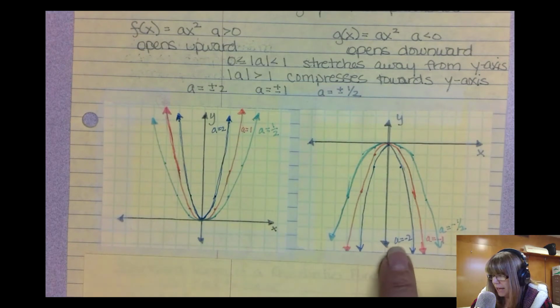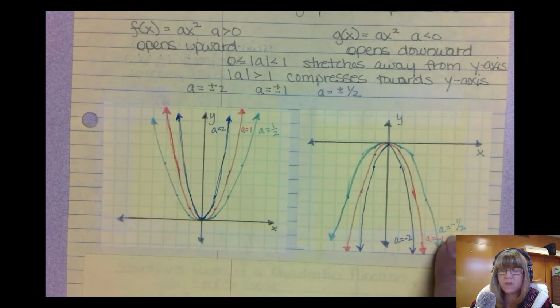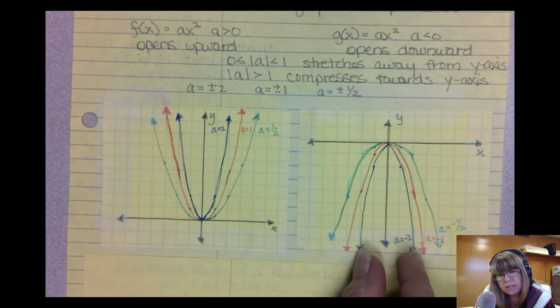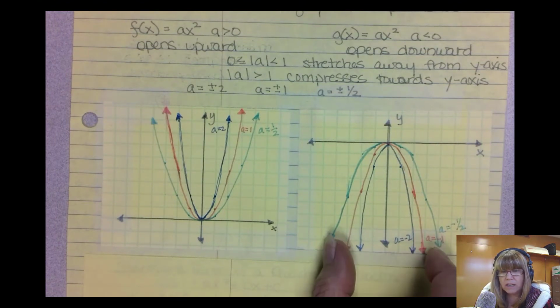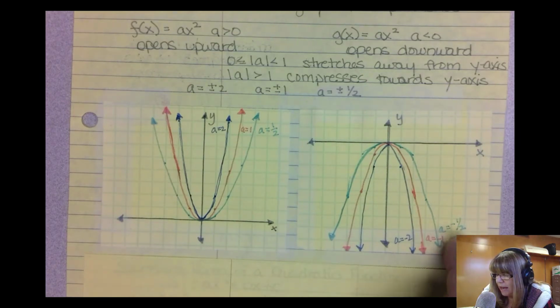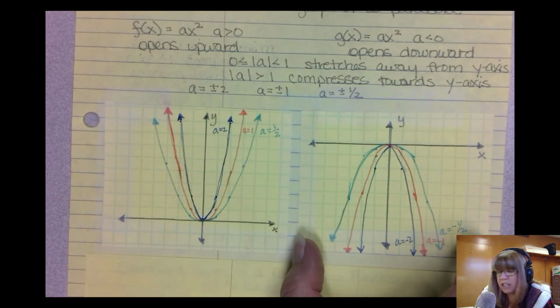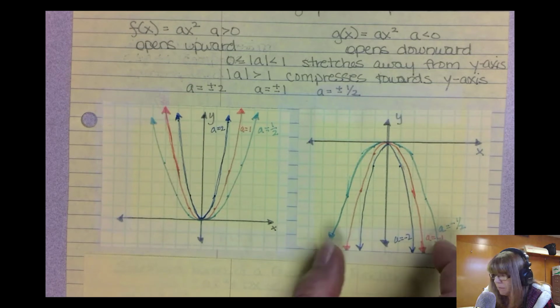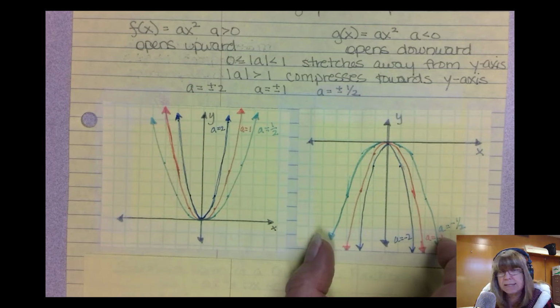Now looking at a equals negative 2, a equals negative 1, and a equals negative 1/2. Again, a equals negative 2 still compresses towards the y-axis, but it's pointing down because it's negative. A equals negative 1 is the regular parabola, but opens down because a is negative. And a equals negative 1/2 stretches away from the y because it's less than 1, but again opens downward because it is negative.